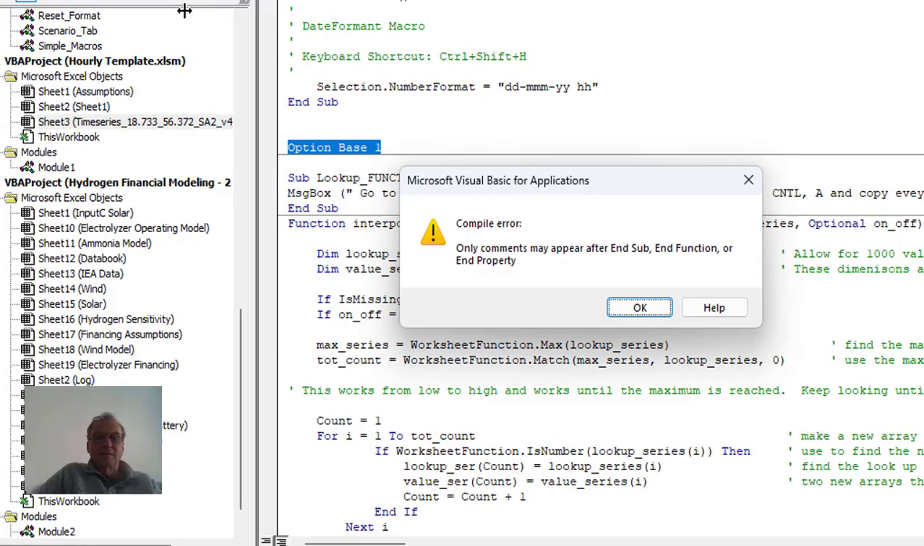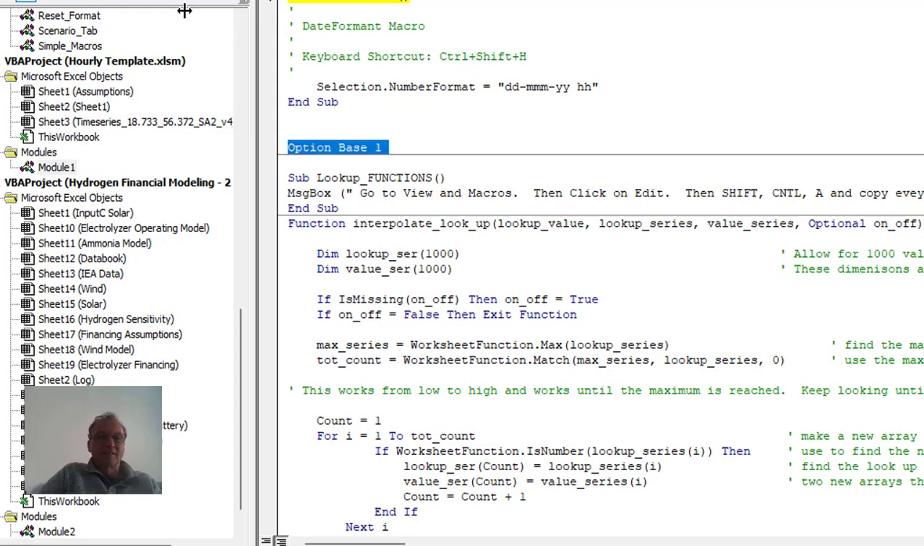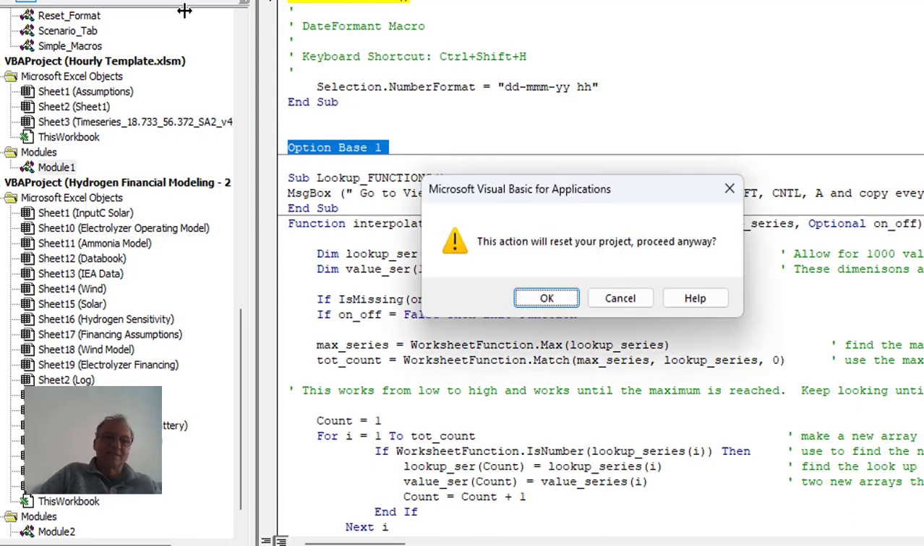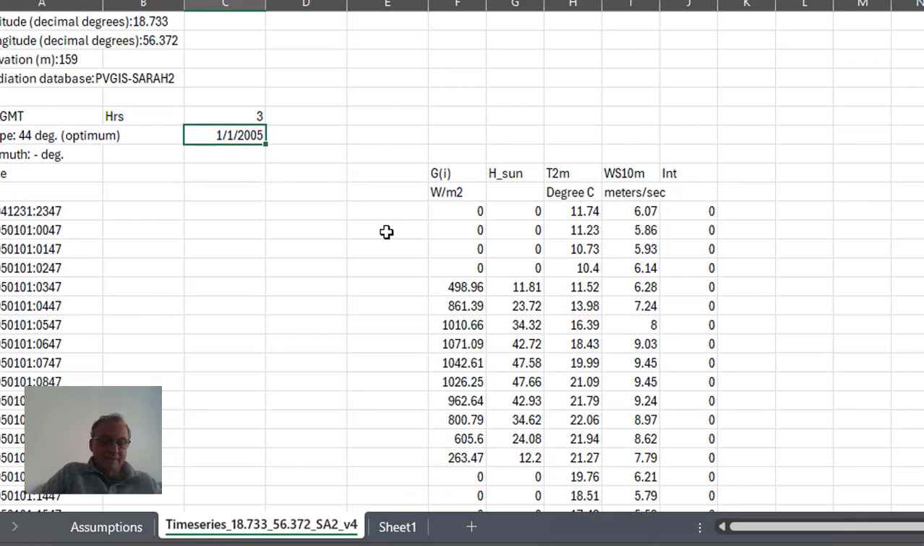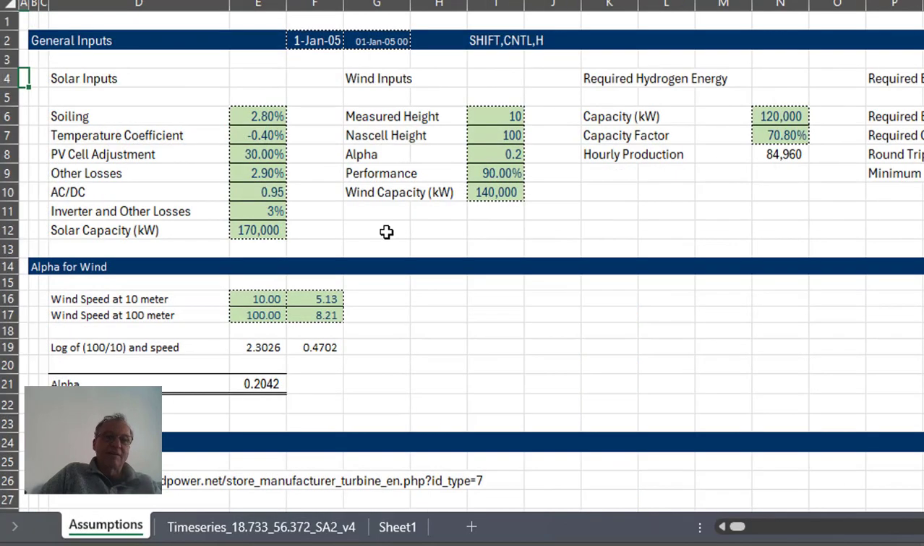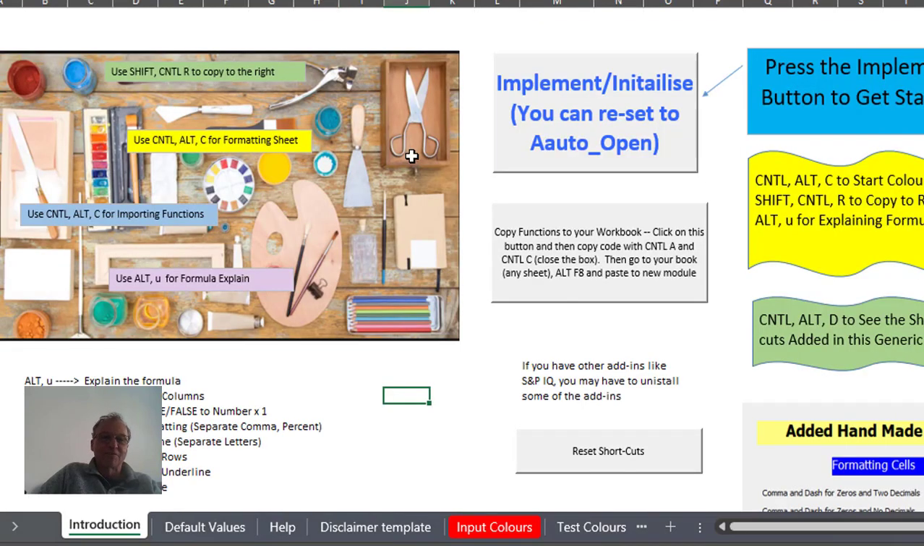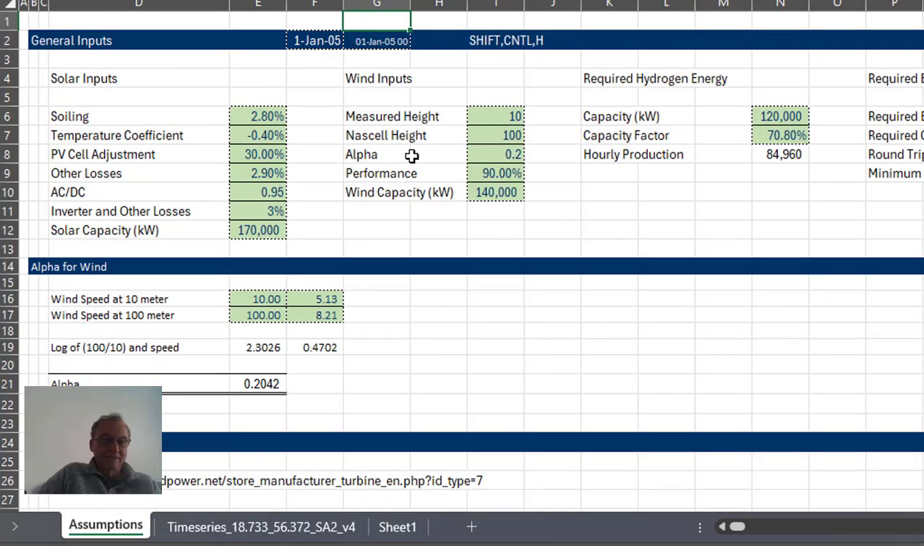Oh no! I didn't mean to do that. Okay. Shift Control H did that. So I put a little macro, Shift Control H, in our assumptions, so we can just do it like that. You can look at the macro. It's really, really easy, but for once I'm not wasting time with it.